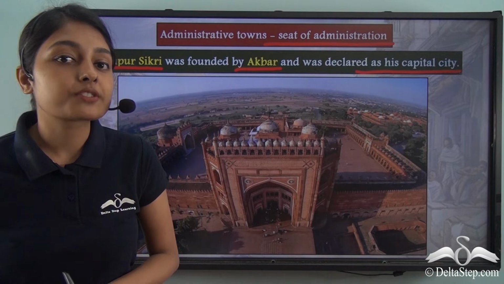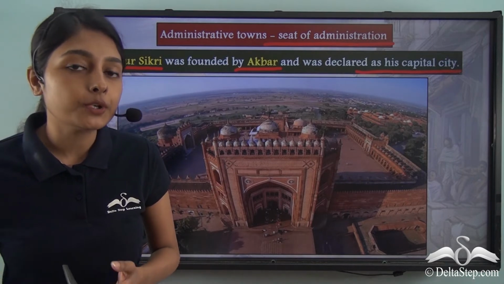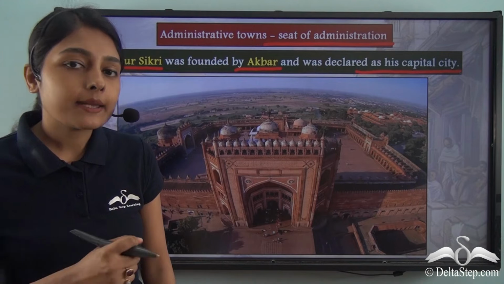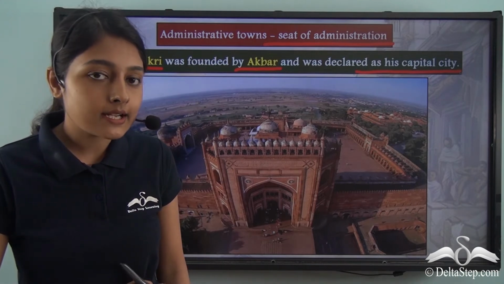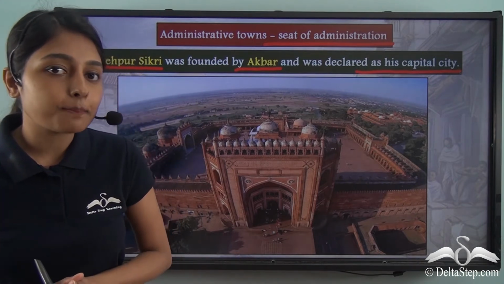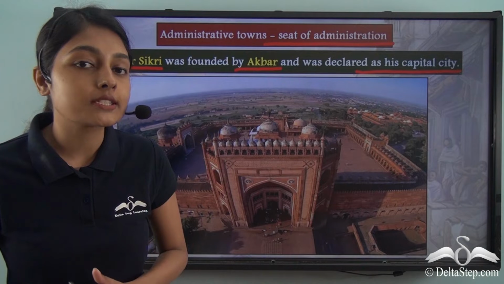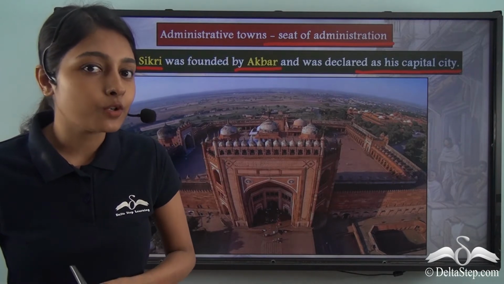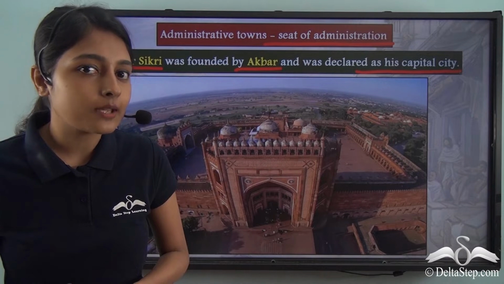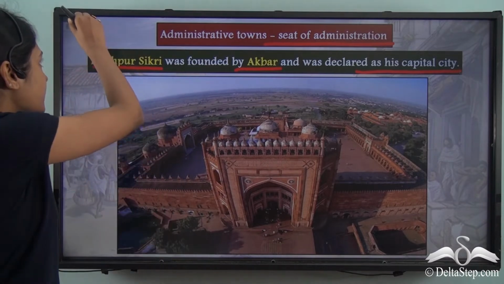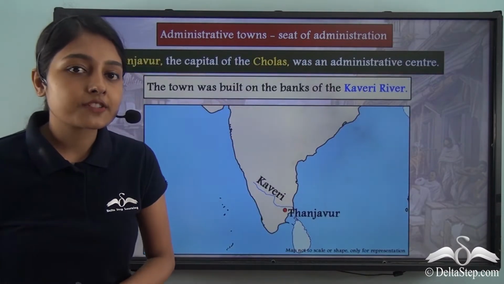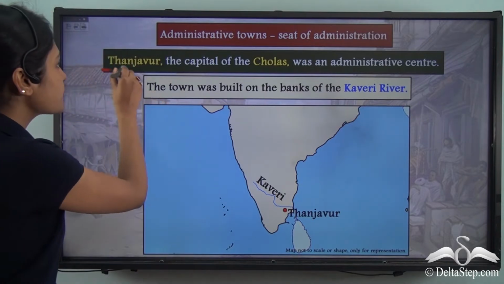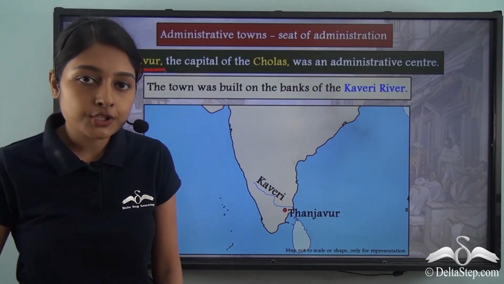Now we have talked about Fatehpur Sikri that was founded by the Mughal Emperor Akbar. Now let us find out about another administrative town in medieval India, and it will be imperative on our part to find out how important this administrative town was. So are you not interested to know which administrative town I am talking about? The administrative town I am referring to in this regard is Thanjavur or present-day Tanjore.